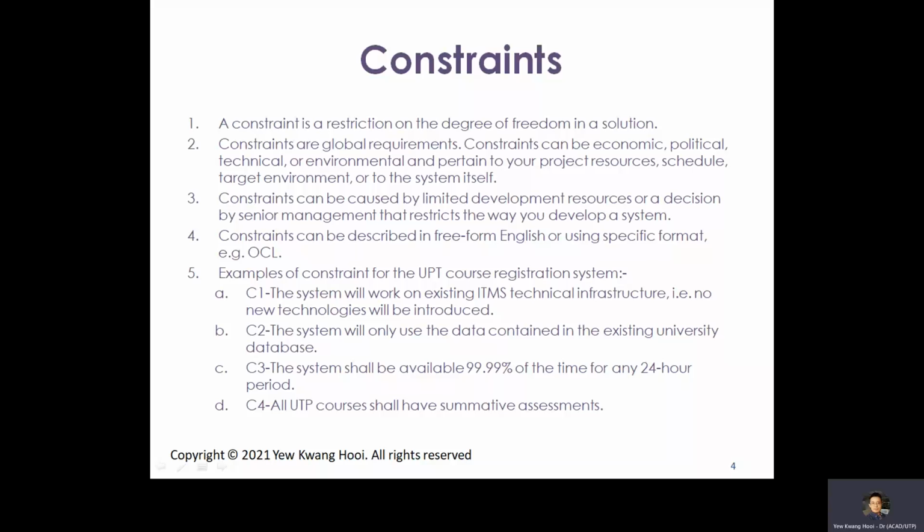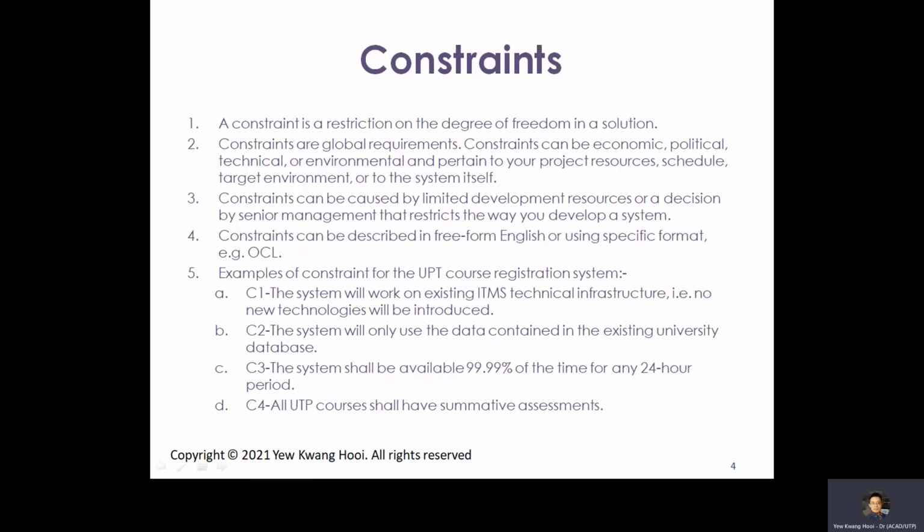And then another example, 5B, constraint 2. You notice the prefix C1, C2 in documentation, we often use C1, C2, C3, and so on, whereby after C there is a digit to show that the requirement is a constraint kind. So the second example, the system will only use the data contained in the existing university database. So for this system development, no new database to be introduced. Must use the existing one.